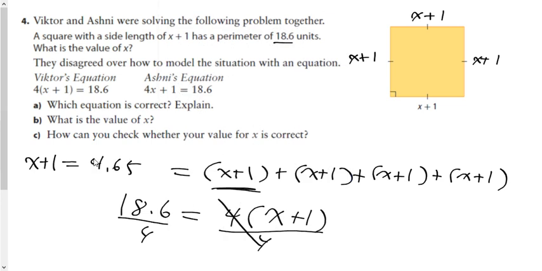Have I lost anyone so far? All I did was divide both sides by 4, and I swapped my sides. I shouldn't have, but anyway. x plus 1 is equal to 4.65. Subtract 1, and x will be equal to 3.65. Okay.